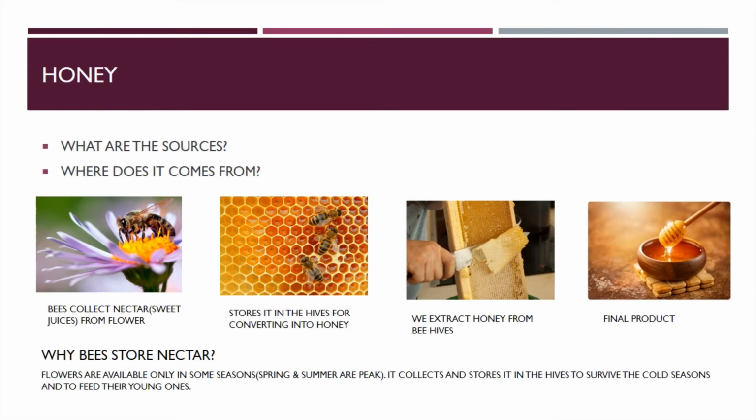Honey. What are the sources and where does it come from? For humans, the source of honey is the beehive, but the main sources are flowers. Bees collect nectar, that is sweet juices from flowers, and store it in their beehive, then convert these sweet juices into honey. We collect honey from these beehives.